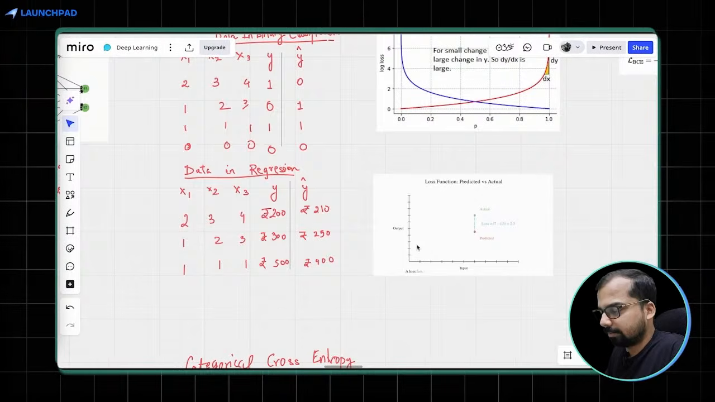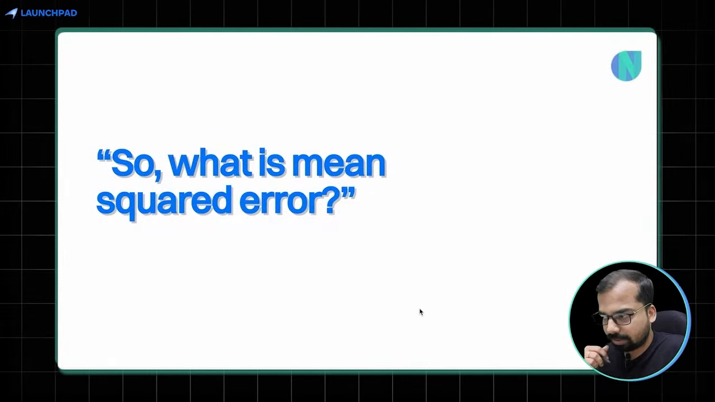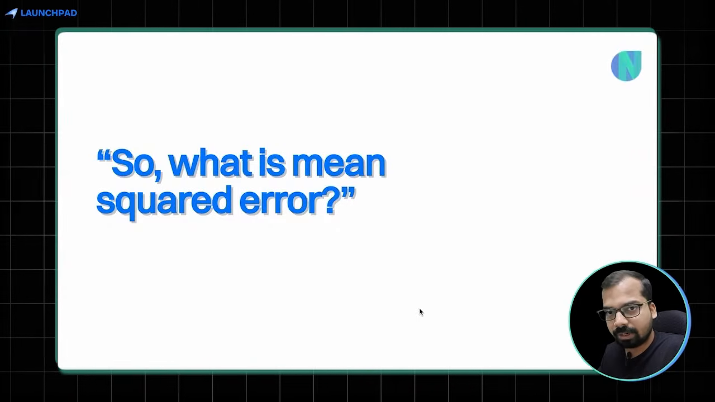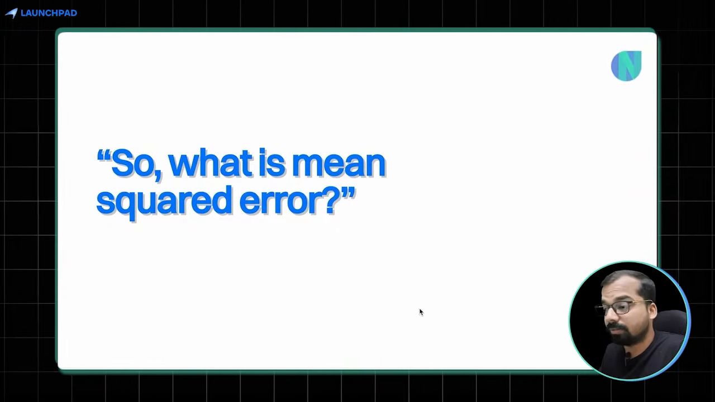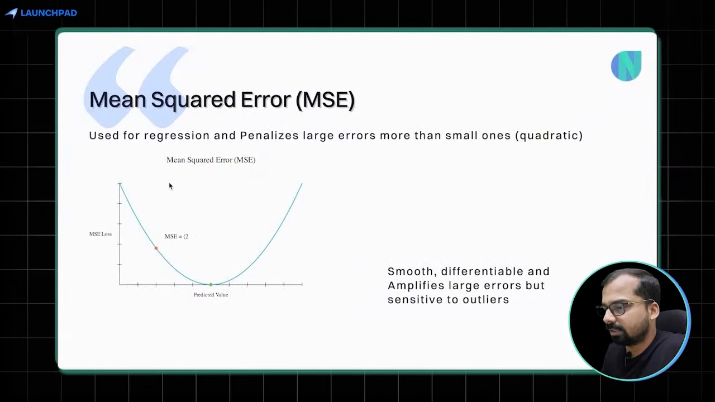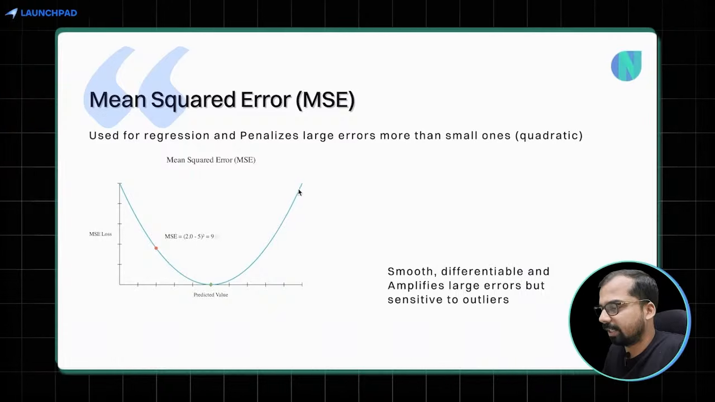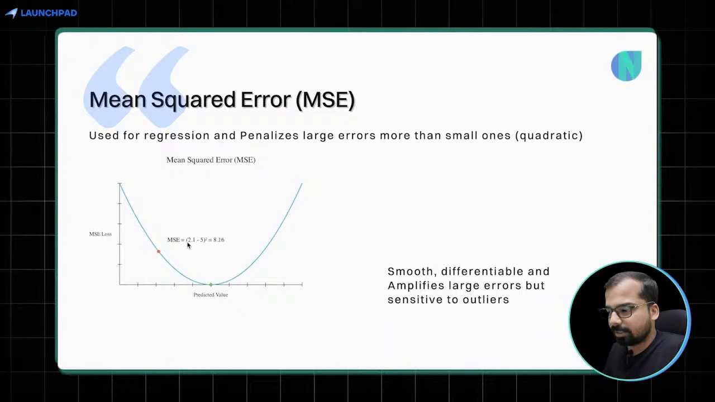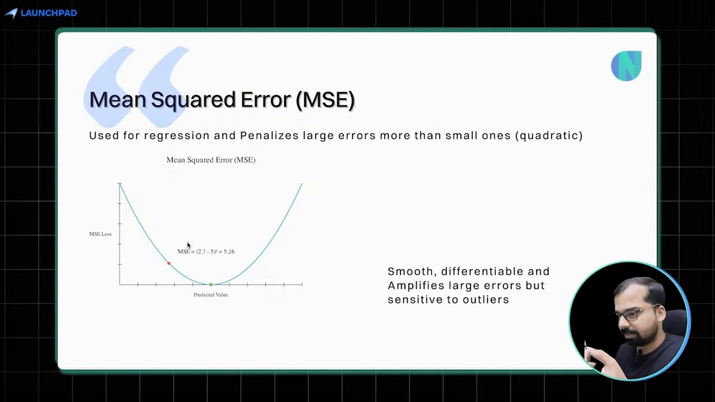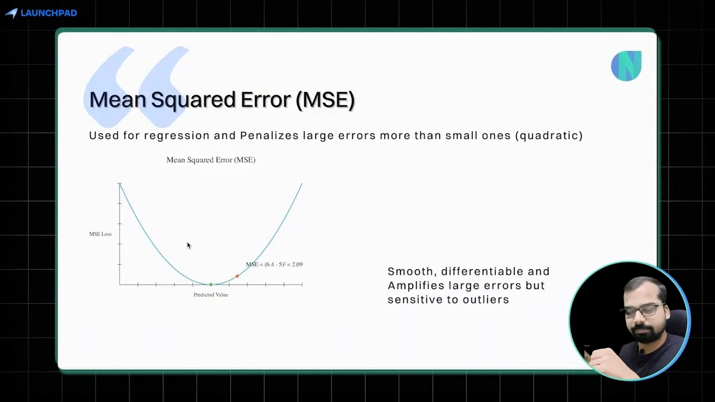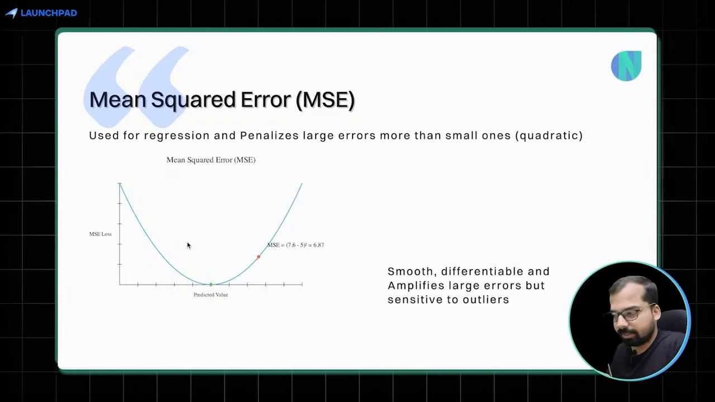So let's come back over here. One loss function that is quite famous is known as mean squared error. Mean squared error is used when we are solving regression problems. This is the curve that we get in case of mean squared error. Mean squared error is nothing but you have the actual value and the predicted value, you take the difference between them and you square it. That is what mean squared error is.